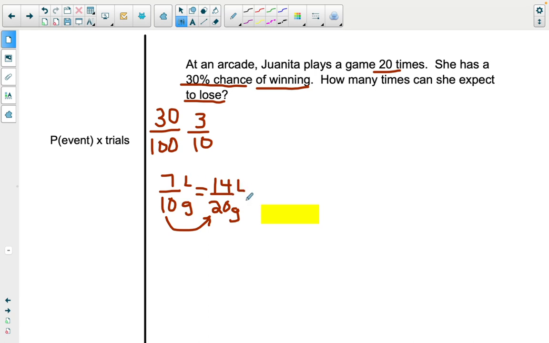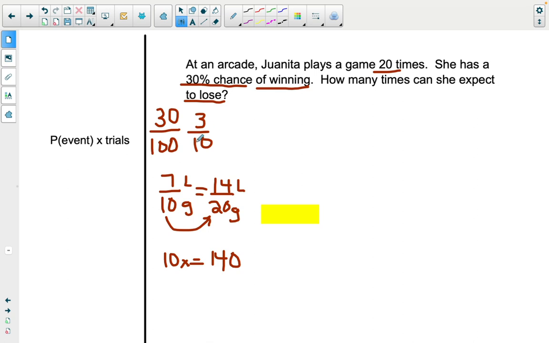Could I have done the cross products? Absolutely. Put an x here, 10 times x, 10x equals 20 times 7, which is 140. Then I would divide both sides by 10 and I'd still get 14.